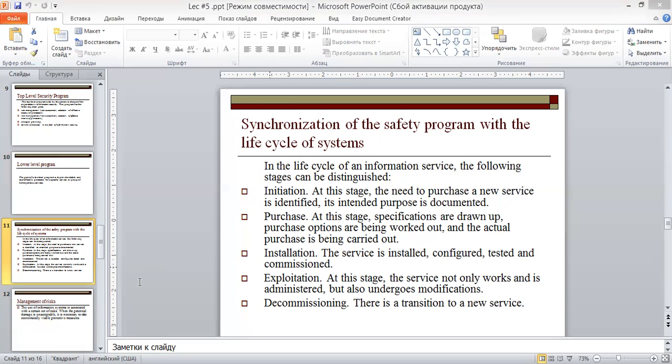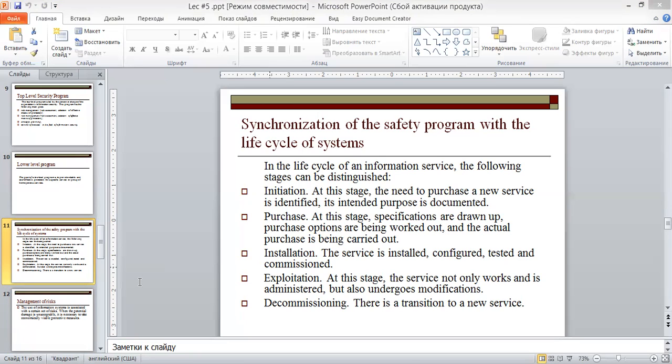Initiation. At this stage, the need to purchase a new service is identified. Its intended purpose is documented. Purchase. At this stage, specifications are drawn up, purchase options are being worked out, and the actual purchase is being carried out. Installation. The service is installed, configured, tested, and commissioned.